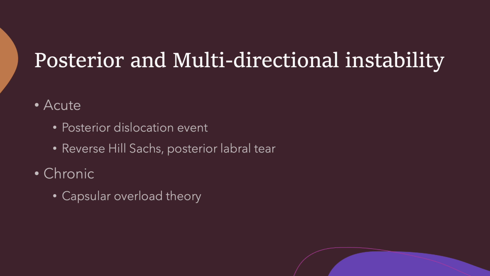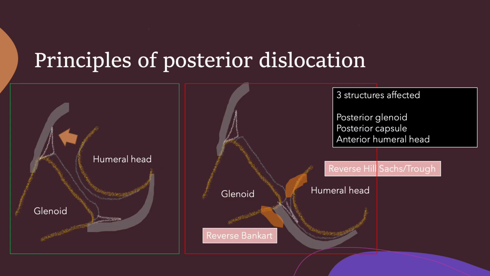Now, posterior instability. Posterior instability and multidirectional instability can happen for a couple of reasons. One is you can have acute posterior instability, which is a posterior dislocation event. Here you'll have a reverse Hill-Sachs and a posterior labral tear. And you have chronic injuries, which is because of capsular overload. And we'll explain both ways.